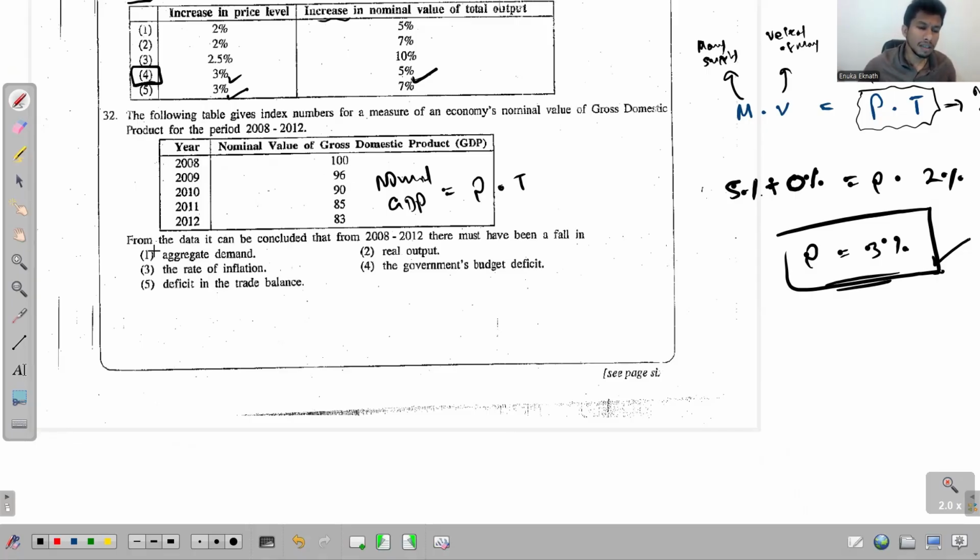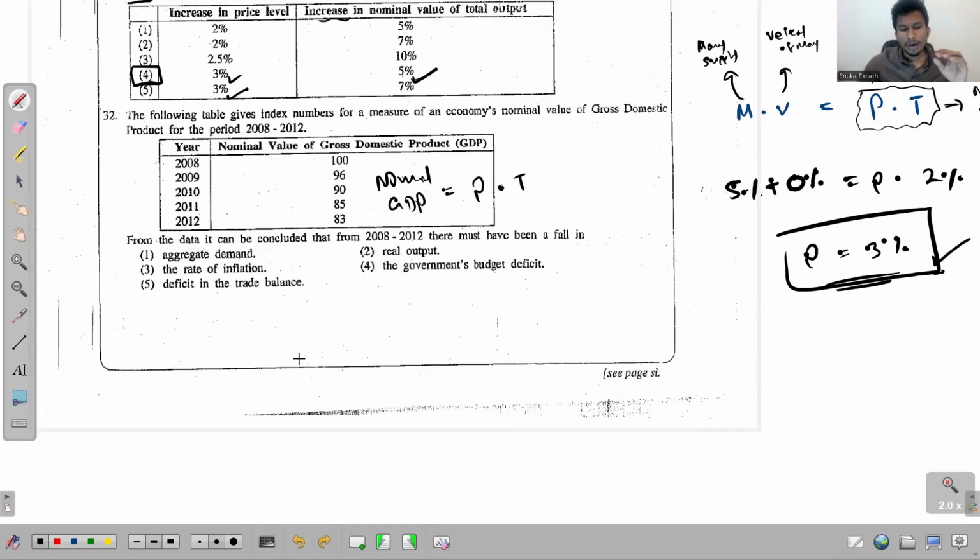And what's the requirement? From the data, it can be concluded that from 2008 to 2012, there must have been a fall in which one of the following. All right. So we will go through the given options. The first one, aggregate demand. See, just think about the opposite of this thing.